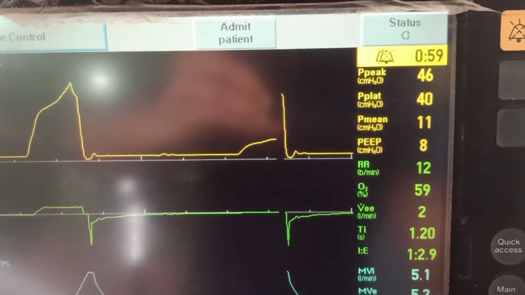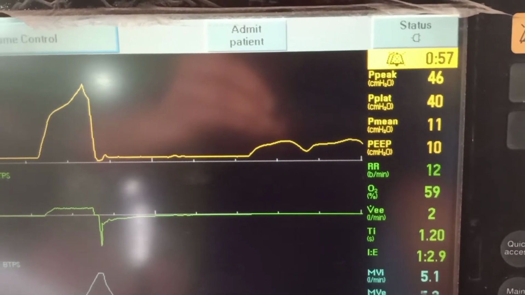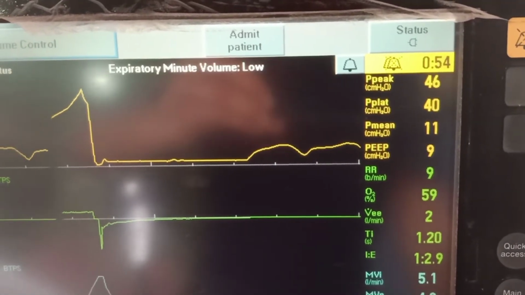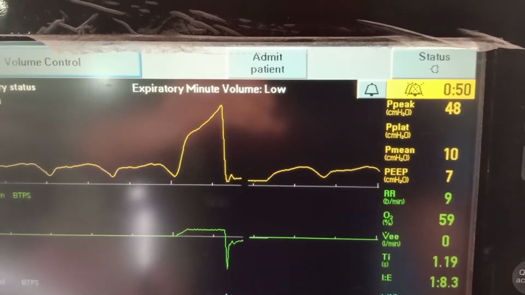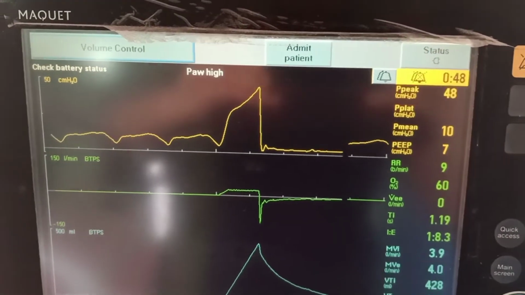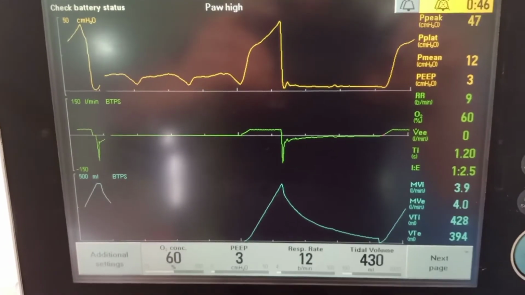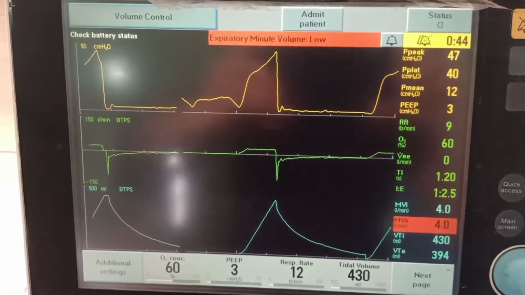So we have a set PEEP of 3, it's showing 3. As soon as I put an expiratory hold, the number jumps to 10, 11, 12. So she has a high auto PEEP, which is reflected by this maneuver. And if we want them to trigger, possibly we have to set the PEEP a little higher, but here we would not like her to trigger as much.